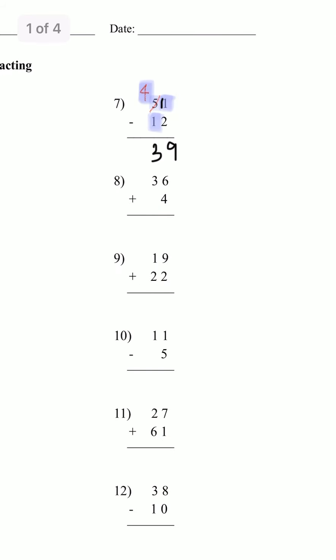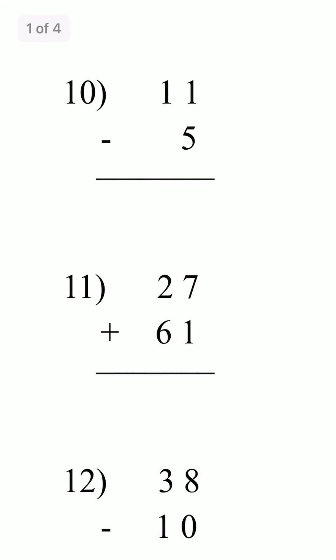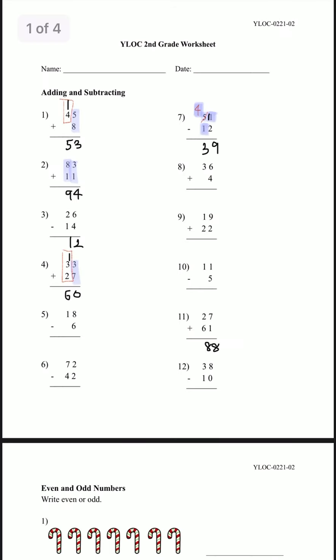Okay. Now, lastly, we're going to try number 11. 7 plus 1 is 8, and 2 plus 6 is also 8. So we have 88.